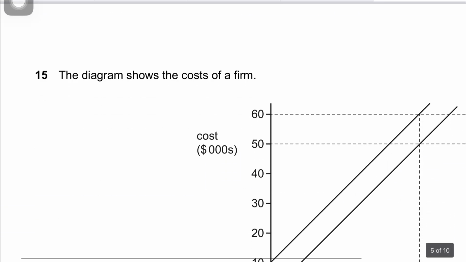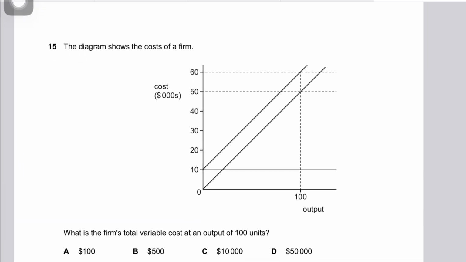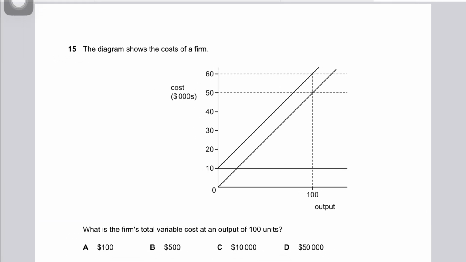Got it? Question number 15 says, what is the firm's total variable cost at an output of 100? A lot of times they ask us this. 100 units is the total output, right? So you need to know, this is your fixed cost diagram, this is your variable cost, this is your total cost. So they're asking what is the variable cost. The variable cost has to be what?